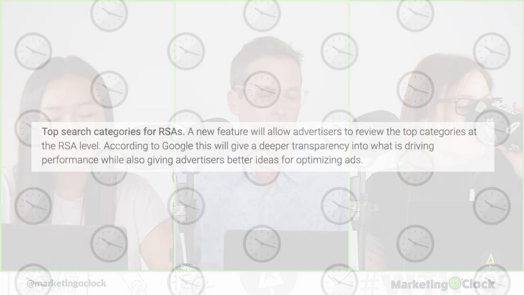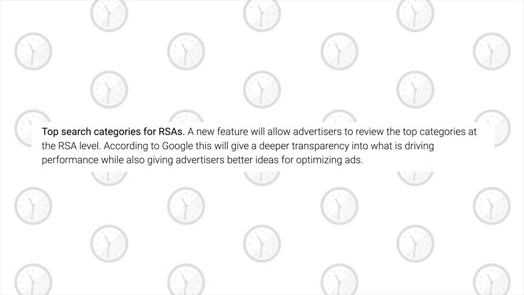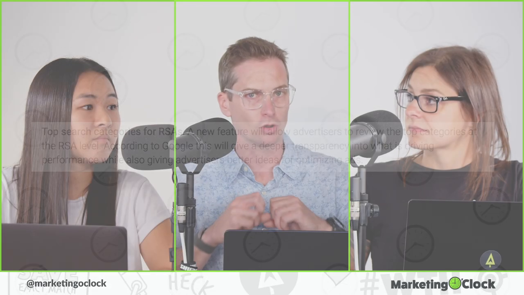And then for RSAs, you're going to be able to see search categories. It seems like something similar to insights, where it's not frankly that helpful. But if you are a very remedial advertiser and you put everything you have in an RSA and you just hope Google matches it the right way and you don't have campaign segmentation, this could help. You might be able to say, wow, there's a category for, I think the other one was dry skin or something. Then you might get an idea to make an ad group for dry skin. So again, I'm not going to use it, but it might be helpful.